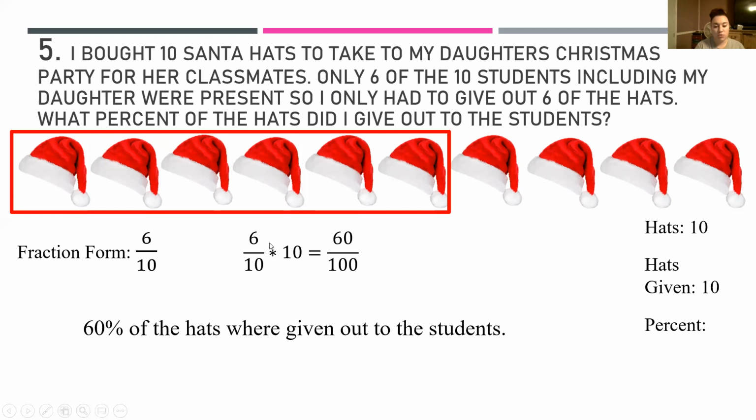Because when you do 60 over 100, that is 60% out of your whole. Okay, so 60% of the hats were given out to students.